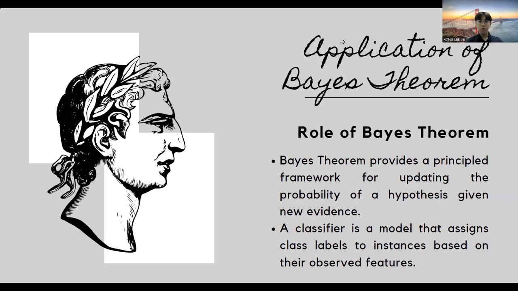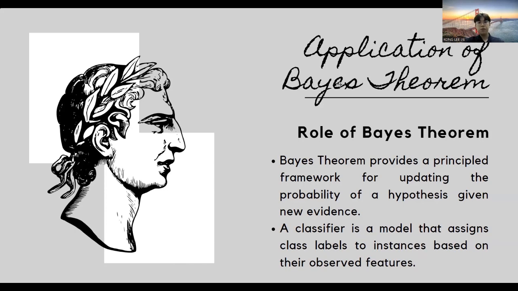I'm Li Jian. Now I will talk about the roles of Bayes' theorem. Bayes' theorem provides a principled framework for updating the probability of a hypothesis given new evidence. In pattern recognition, this evidence often comes in the form of observed data or features associated with a particular instance.